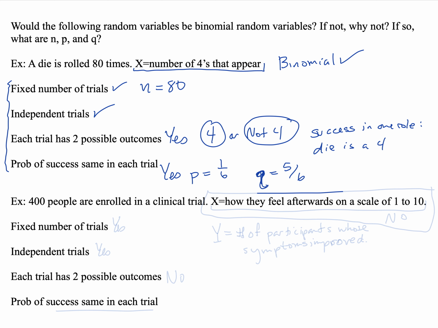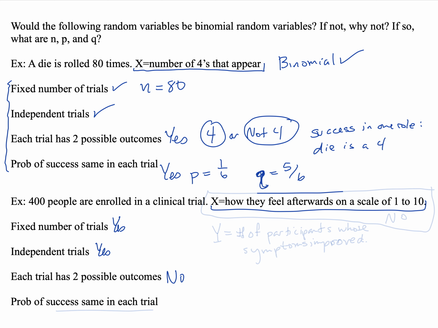All right, next, 400 people are enrolled in a clinical trial. X is how they feel afterwards on a scale of 1 to 10. Are there a fixed number of trials? Yes, there are a fixed number of trials. Are they independent? We could say yes if these people aren't talking to one another or anything like that. Does each trial have 2 possible outcomes? No, there's not like a yes-no situation here. So right now, the answer to this question is no, there are not 2 possible outcomes.